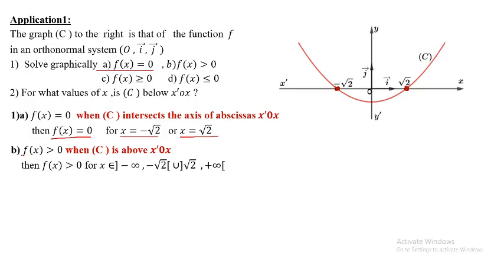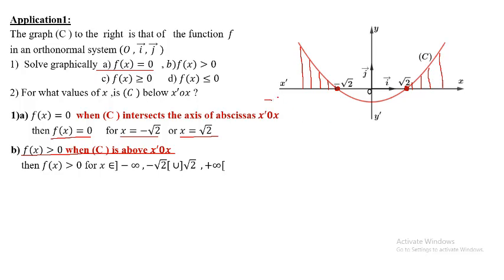Now we solve f of x greater than 0. This inequality is verified whenever C is above x prime x. So to solve this inequality, we should specify the possible values of x for which C is above x prime x. Look at the figure. I will color the region in which C is above x prime x. It is very clear, in this part, also in this part, C is above x prime x.